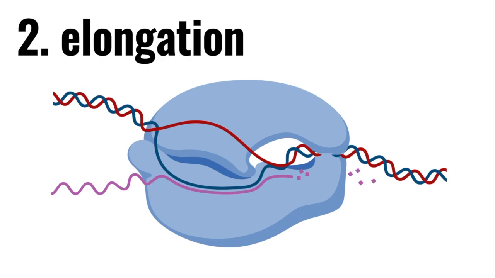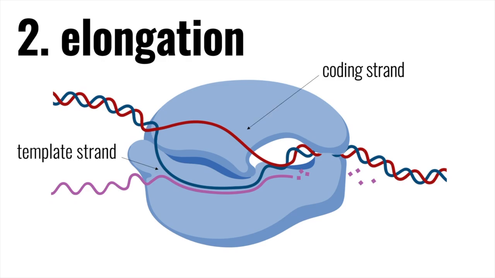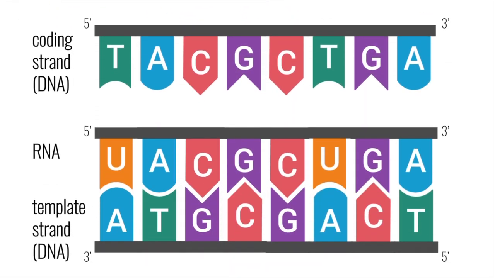So in the next step, we have elongation. This is where one strand of DNA, called the template strand, acts as a template for RNA polymerase. So as RNA polymerase reads this template, one base at a time, the polymerase builds an RNA molecule out of complementary nucleotides, making a chain that goes from 5' to 3'. The RNA transcript carries the same information as the non-template or coding strand of the DNA, but instead of thymine, there's the base uracil.